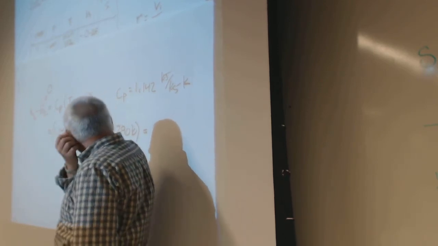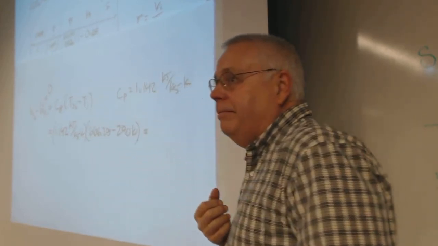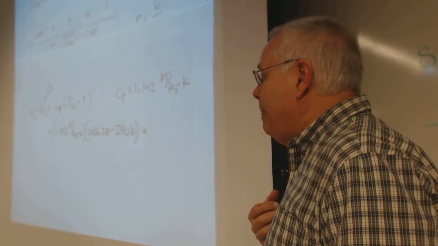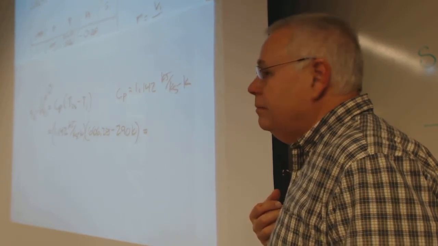So we get 476 times 1.1, 500 and something. Say again? 429.67. Oh, 429.67. We'll call it 0.7 kilojoules per kilogram.